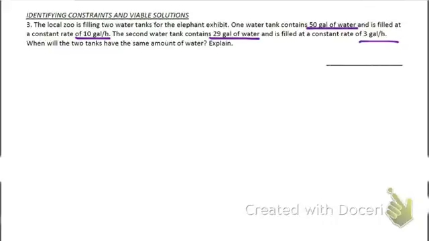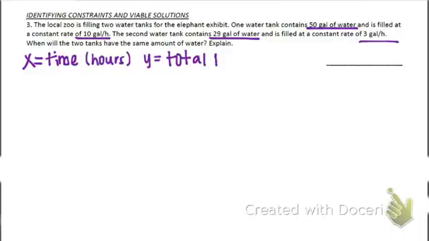So we have to first define our variables. So x is going to be the number of hours, or time in hours. And then y is going to be the total number of gallons in the tank, so total water in gallons. Okay. So x is the time that it's filling. y is the total gallons inside the tank at any given time.